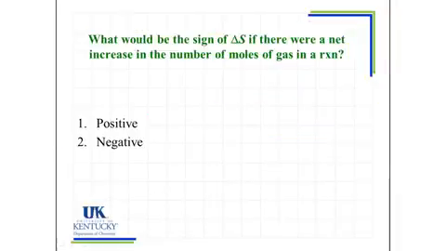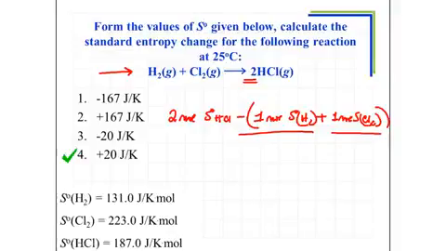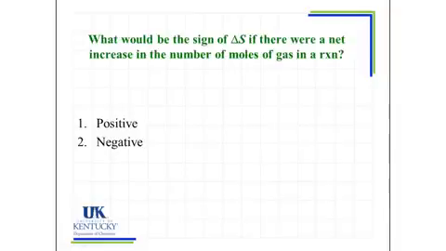Now in that previous problem, and we'll look back at it here, we had 2 moles of gas on the left and we have 2 moles of gas on the right. But what would happen if we had a reaction in which the number of moles of gas is increasing from reactants to products? So maybe we start with 1 mole of gas on the left and we have 3 moles of gas on the right. That would lead to an increase in the number of moles of gas. What would you expect to be the sign of delta S in that case?